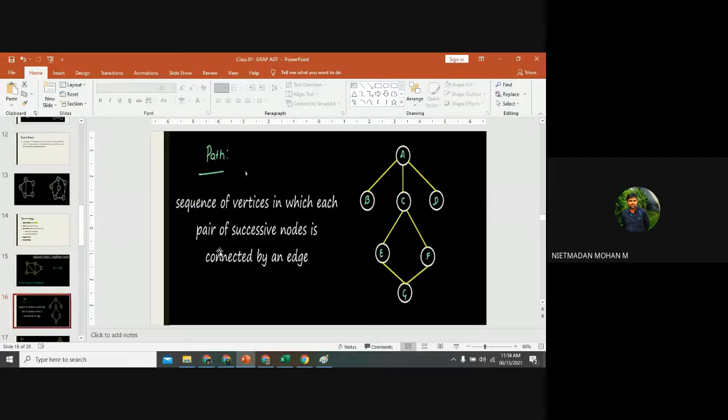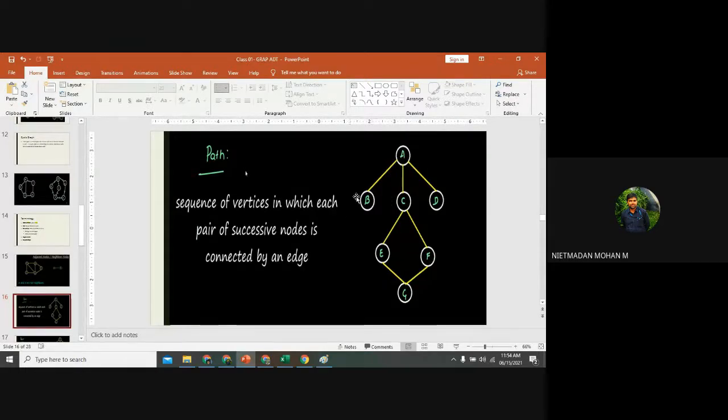And second one, path. A path is a sequence of vertices in which each pair of successive nodes is connected by edges. So how many edges for A? Three. Three edges. How many edges for B? No idea. Zero. No edges, sir. This is an undirected graph. Yes, this is not a directed graph, so I have not given any direction. Here A consists of three edges, so it can be in or out. It can go further because this is an undirected graph.